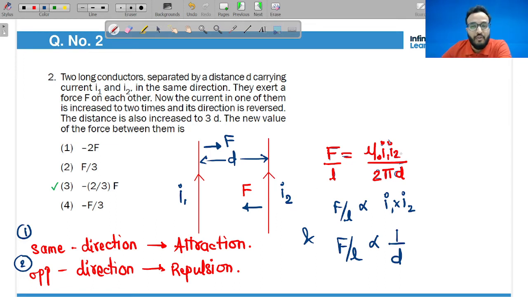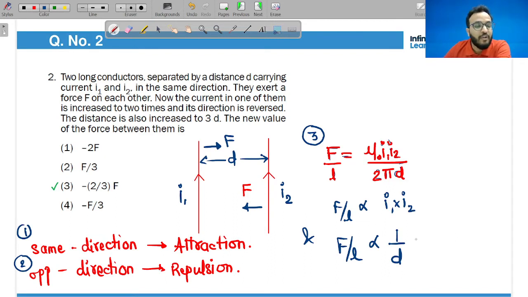Now what is the formula? Can you see this? The formula is written here. F by L is mu naught I1 I2 by 2 pi d. This is not the force overall, it is the force per unit length on the wires. So these are the forces that they are experiencing. Now it is directly proportional to I1 into I2, the product of the currents in both the wires, and inversely proportional to the distance between the wires.